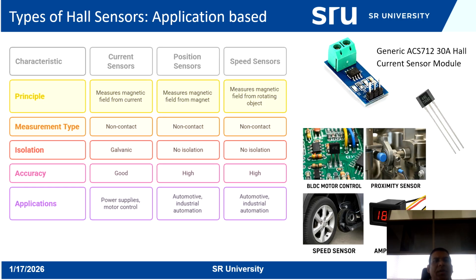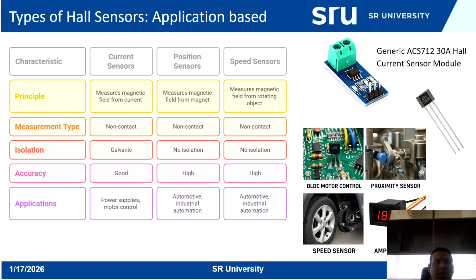Now come to the second category, based on application. This is another type of Hall sensor based on application. I have shown a few sensor diagrams at the right hand side. I kept a few pictures and also some applications, which are very useful for understanding purposes. I kept this image. So the first one based on application is the Hall effect current sensor.